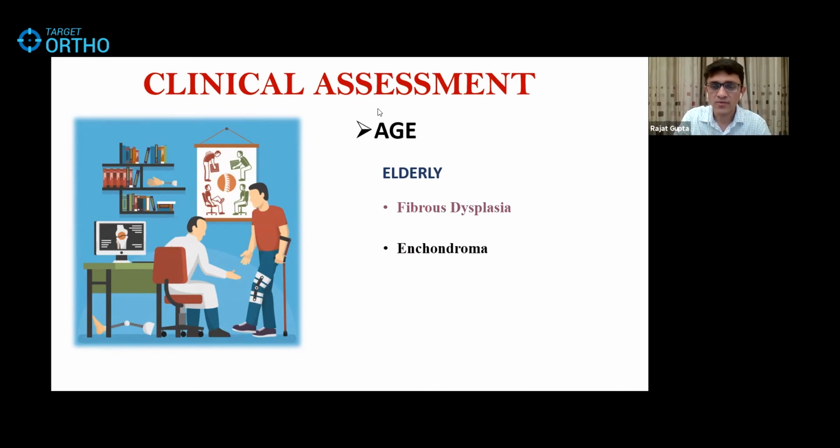And we can also have a cartilaginous lesion like enchondroma. Again, whenever you get x-rays done for a TKR or a THR, and we see some chondroid areas in the distal part of the femur, it could be because of enchondroma. So we must be aware of this.